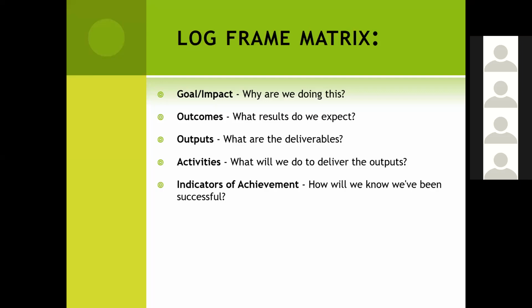But then we also have a column that captures the indicators of achievement. So what will tell you that the impact has been achieved, what will tell you that the outcome has been achieved, what will tell you that the output has been achieved, and what will tell you that the activities have been achieved for the project. And then after that, you capture the means of verification. That is, how are you going to check your reported results? That's what we mean when we talk about the means of verification.